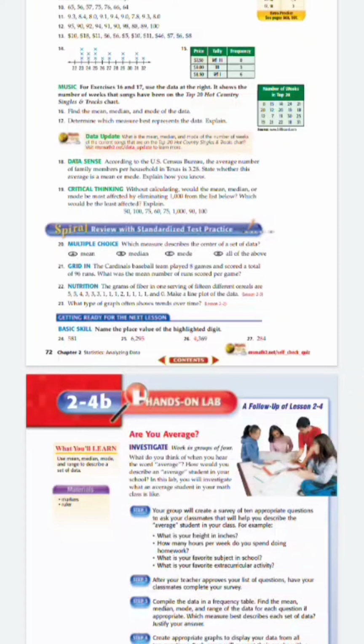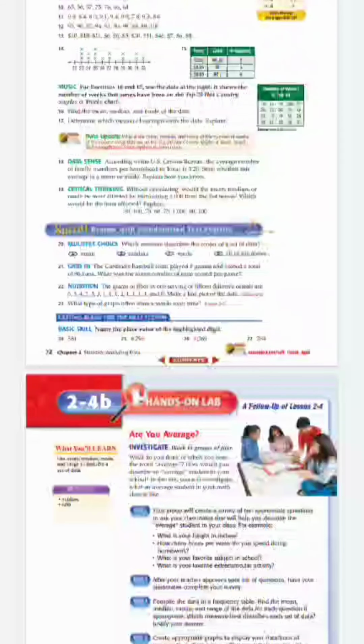13. $10, $18, $11, $6, $6, $5, $10, $11, $46, $7, $60, $80. 14. 22, 23, 24, 25, 26, 27, 28, 29, 30, 31, 32.